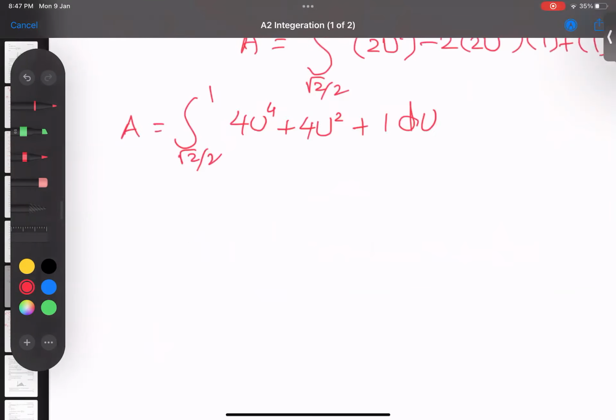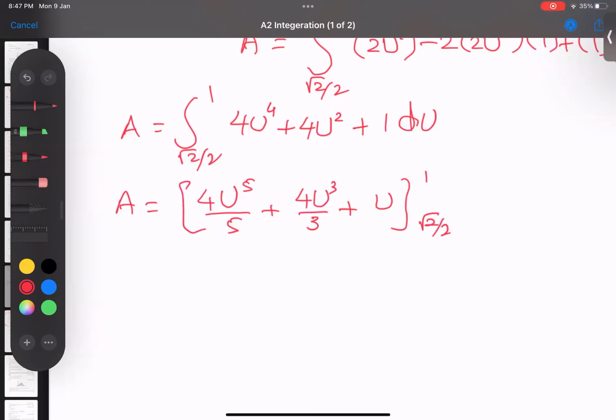So what is the way here now? According to criteria, increase the power by 1 divided by the same, and here it becomes u. The limits read root 2 by 2 and 1. And now I'm going to apply limits, and all of you are familiar. When I replace every u by 1, I'm just plugging in directly.